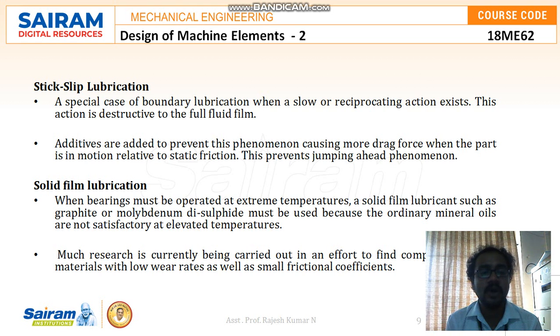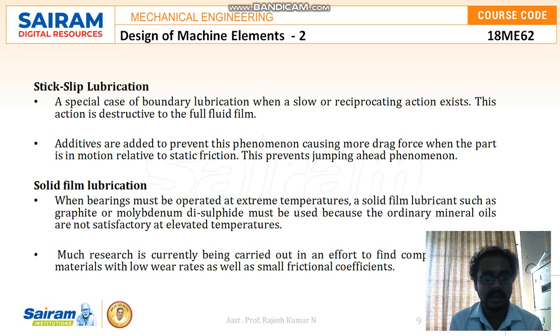And next one is solid film lubrication, which is very common in most places. We even call it grease for bicycle chains, and some applications where, if you can physically provide the lubrication, we can go with solid film lubrication. When bearings must be operated at extreme temperatures, a solid film lubricant such as graphite or molybdenum disulfide must be used, because ordinary mineral oils are not satisfactory at elevated temperatures.